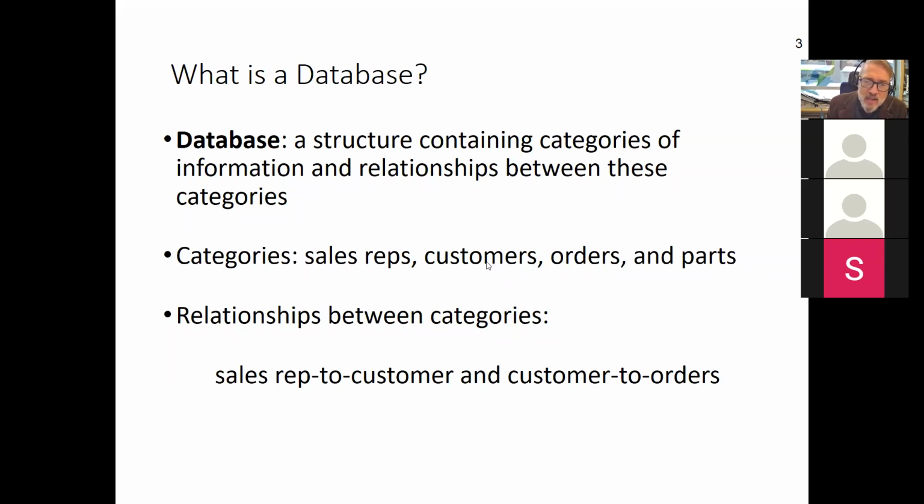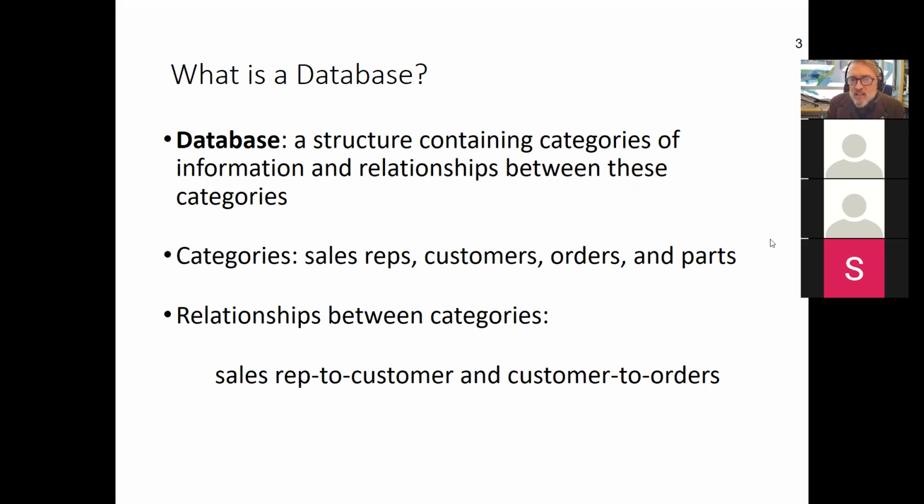Now, there may be some relationships between the entities or categories. For example, a customer has a sales rep, and the customer only deals with one sales rep. Now, sales reps may deal with many customers, but each customer only deals with one sales rep.